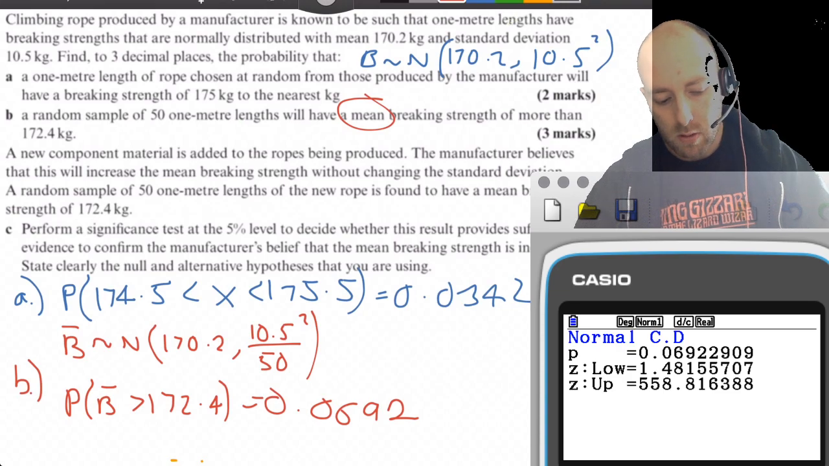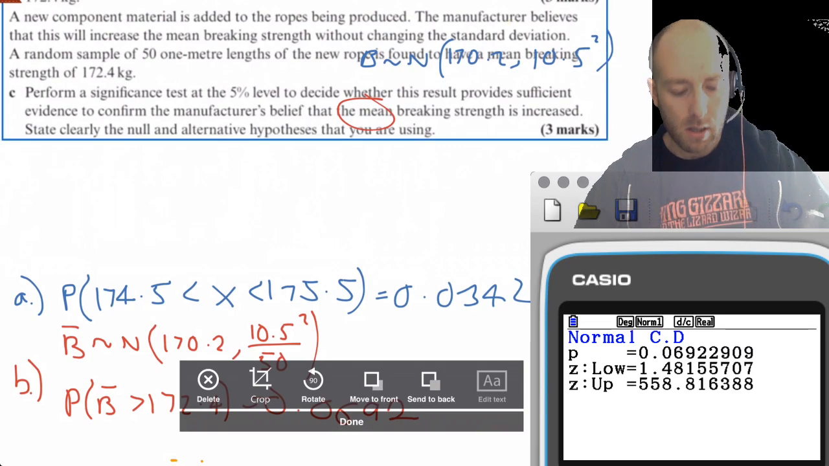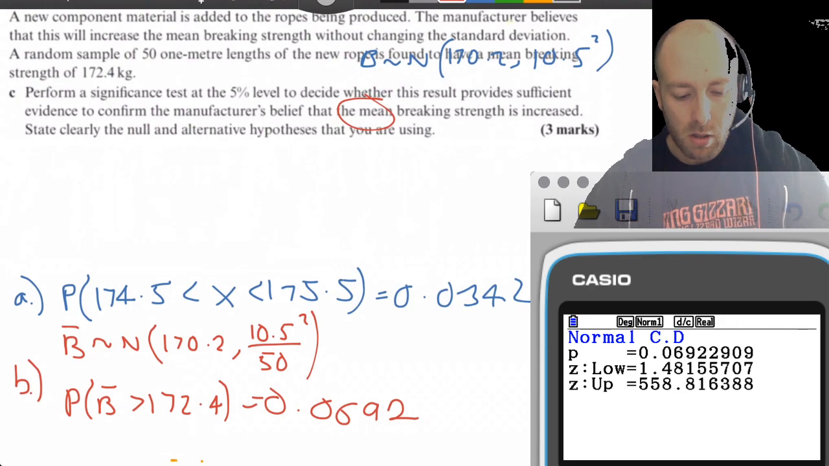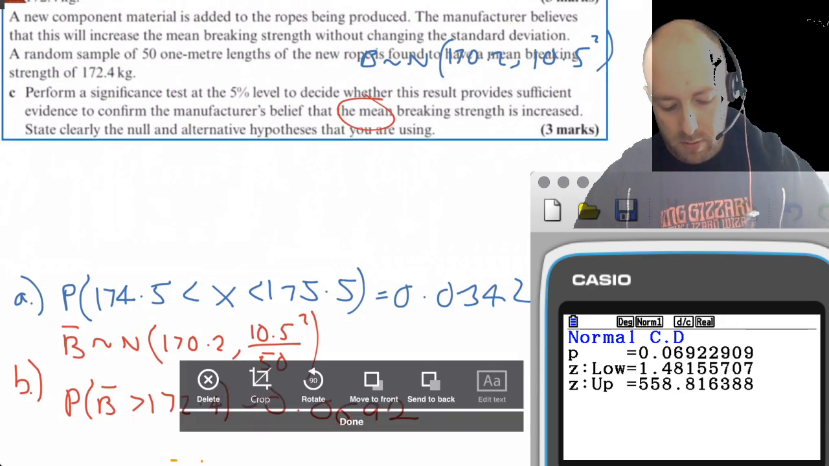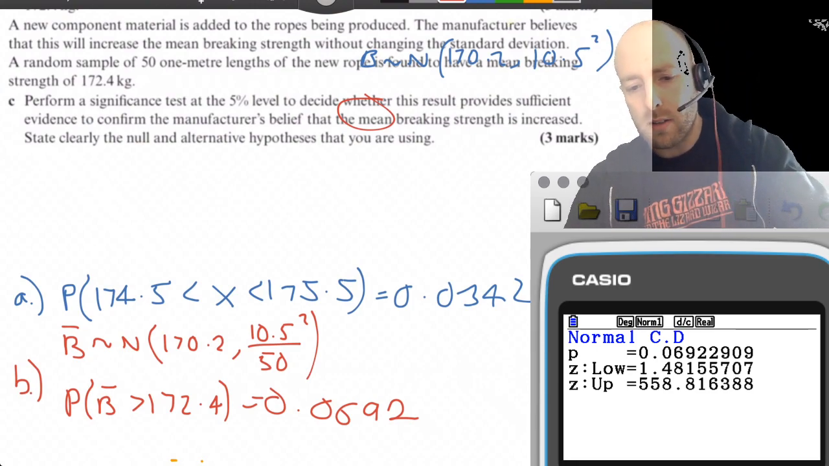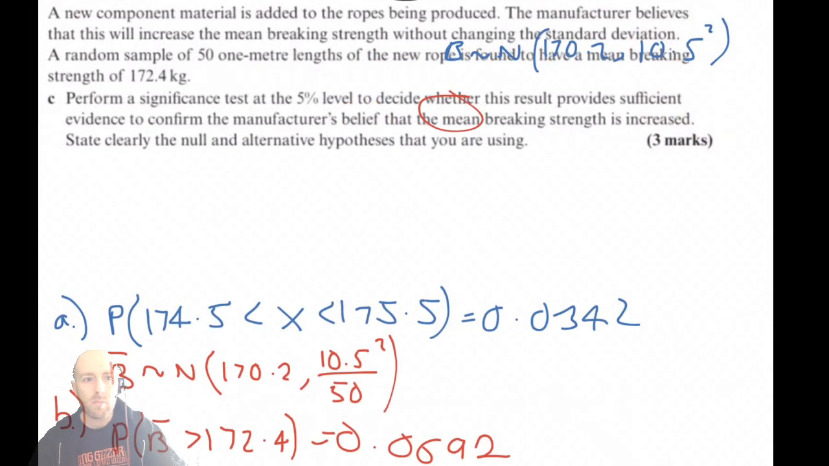So I'm going to move the question up to get a bit more room here. Cool, so they're adding something new to this rope. And the manufacturer believes that it's going to increase the... Oh, let's get rid of the calculator for now. So new things added to the rope. Manufacturer believes it will increase the mean breaking strength without changing the standard deviation. Okay. So a sample of 50 lengths is found to have a mean breaking strength for that. Okay, so we're doing a hypothesis test.